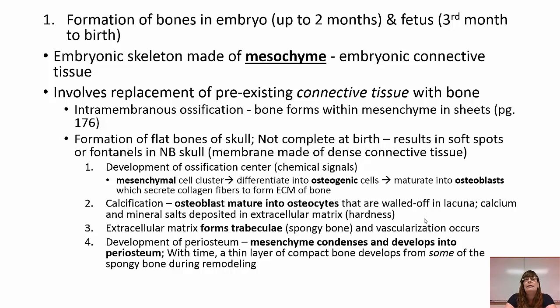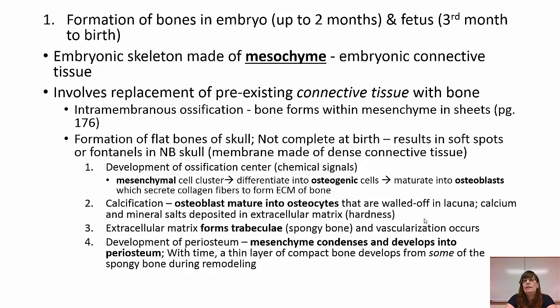So what happens is an ossification center develops because chemical signals were sent. You have a mesenchymal cell cluster form. Those cells then differentiate into osteogenic cells, which will then differentiate and mature into osteoblasts. The osteoblasts will then secrete the collagen fibers to form that extracellular matrix of the bone. Once the osteoblasts mature into osteocytes, they're walled off in lacuna, and calcium and mineral salts are deposited into the extracellular matrix, so the bones become hard and calcification occurs.